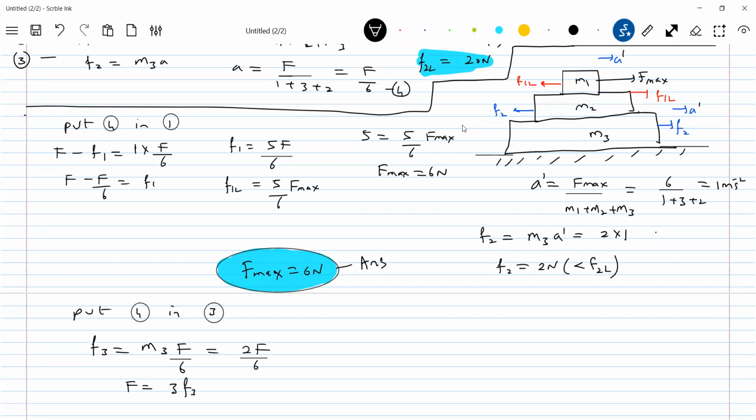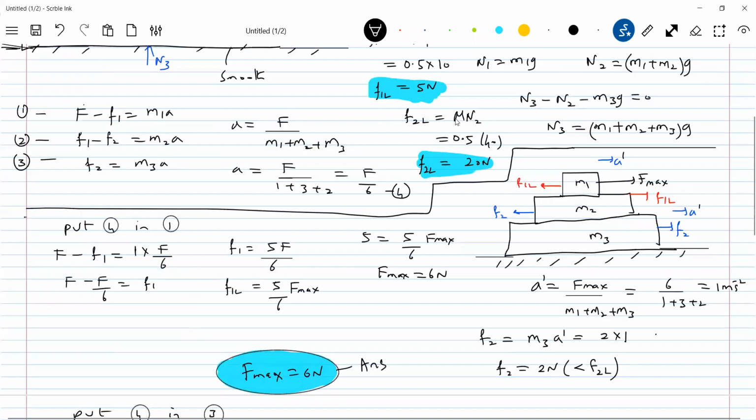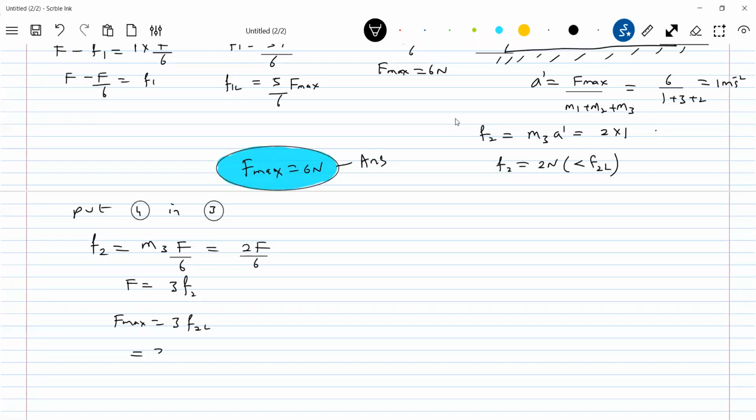So I increase now the applied force, the frictional force. What is the maximum permitted value of F2? What is the maximum permitted value of F2L? So it is 3 into F2L. So what is the F2L value? F2L is 20 Newton. So 60 Newton, I got it.